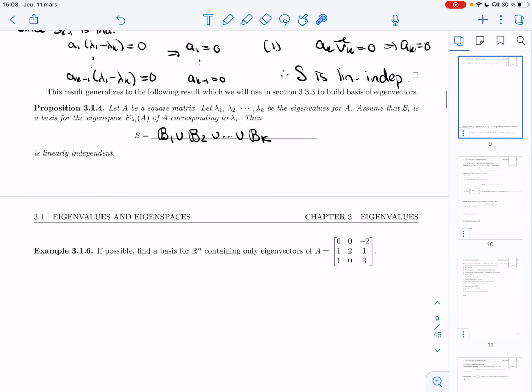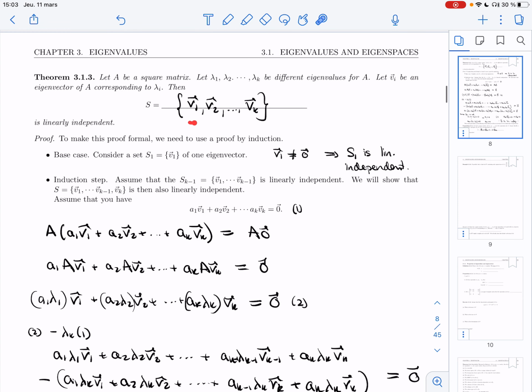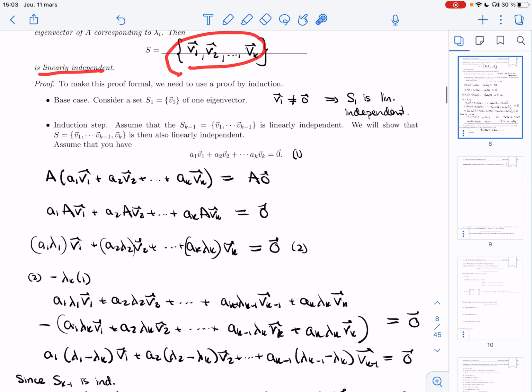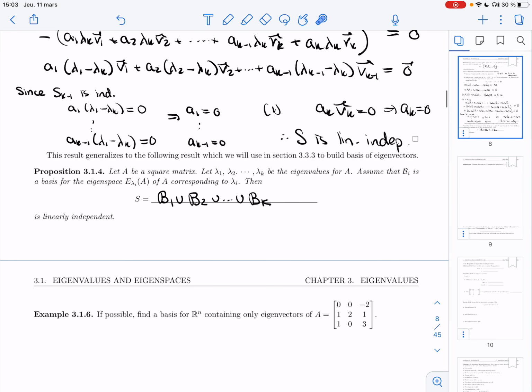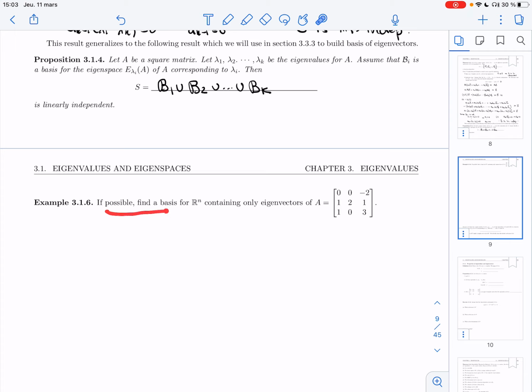In the last theorem, we proved that if you take eigenvectors of different eigenvalues, they form a linearly independent set. And we also said that if you take a basis for each eigenspace and put them together, you get a linearly independent set. So we want to use this in an example. If possible, find a basis for Rn containing only eigenvectors of this matrix here.